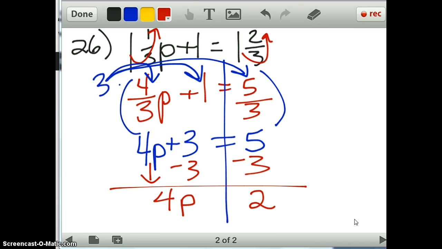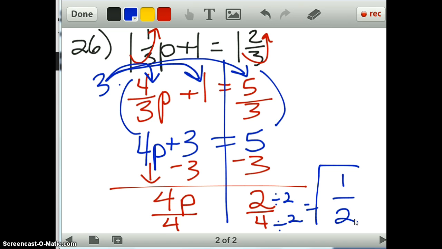Here's the next place that people go wrong, because they divide by 4 and they think, oh, the answer is 2. No, the answer is not 2. It's 2 over 4. But you can simplify that. How do you simplify 2 over 4? Got it. Your answer is 1/2.